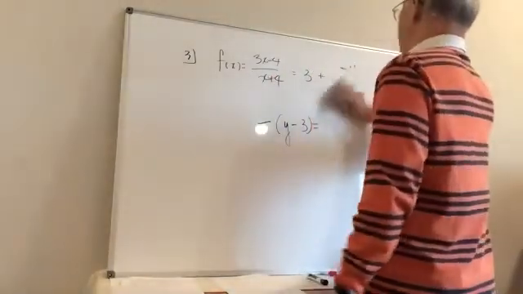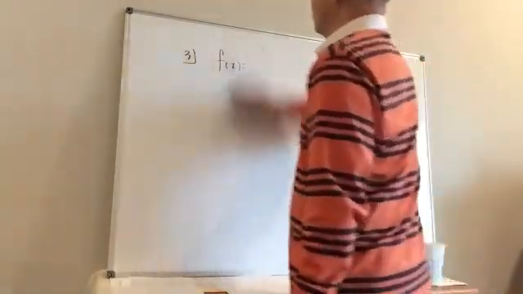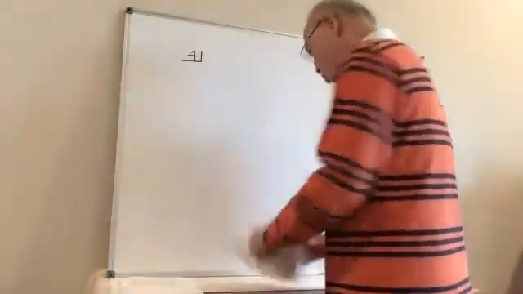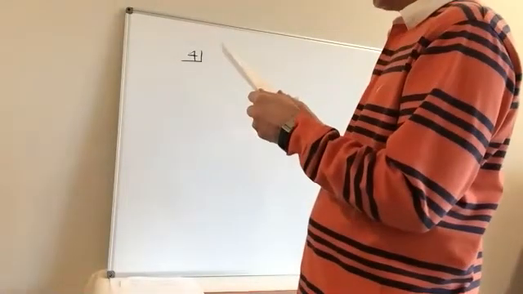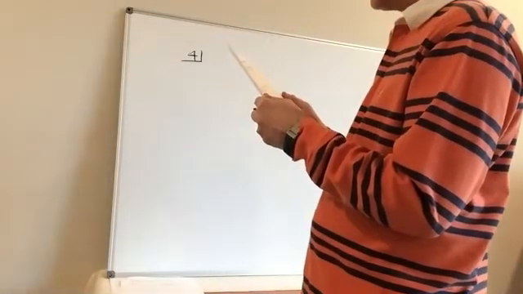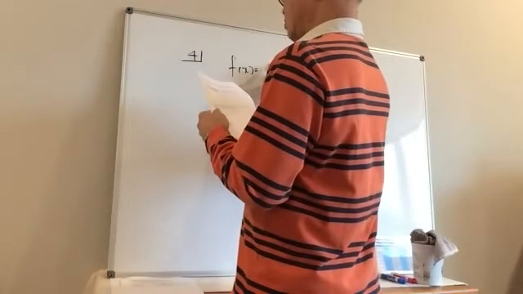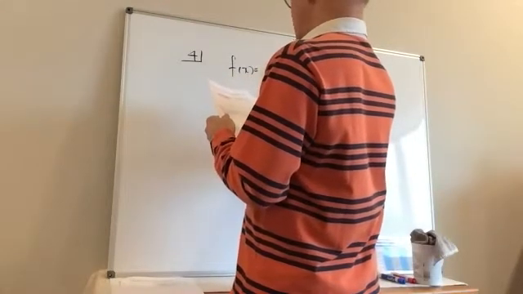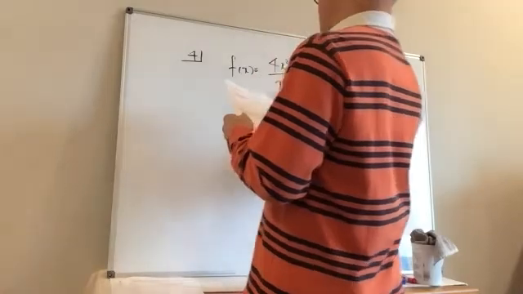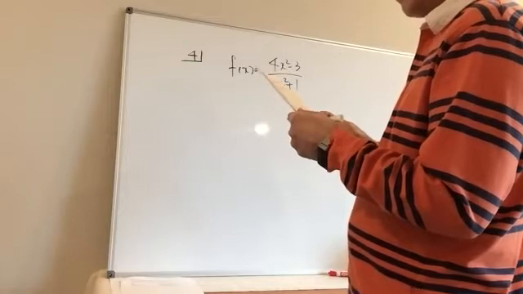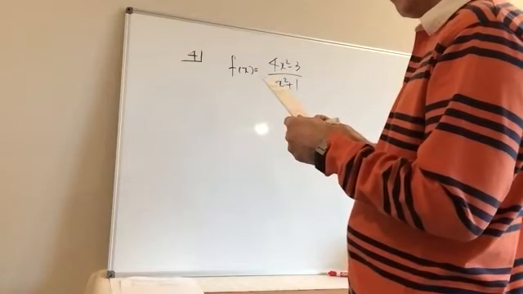All right, that's that. Number 4. Number 4 is use the limits to describe the behavior of the rational function given an asymptote. So we have f of x is equal to (4x squared minus 3) over (x squared plus 1). What does it say? Describe the behavior of the function and the end behavior. Okay.